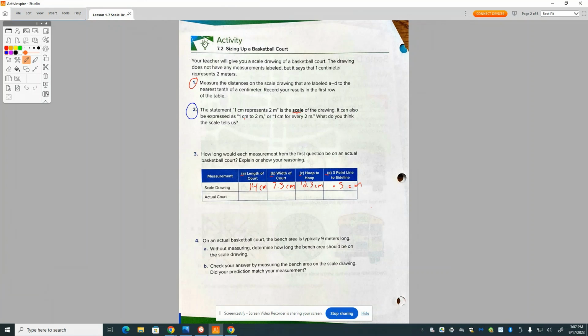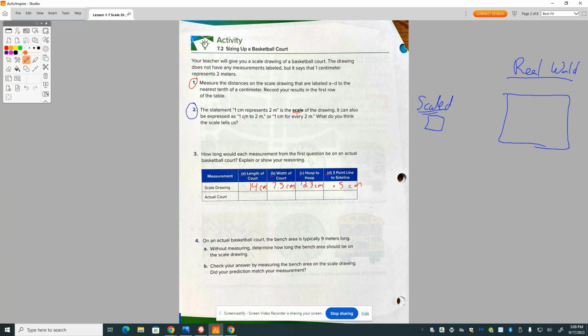What do you think the scale tells us? Of course, take this time to discuss with your partners. I'm going to just jump in. If you remember, this drawing of the basketball court represents some type of scale drawing. That scale drawing is a representative of some huge object out there in the real world. Of course, we can't make a perfect drawing with exact measurements because we wouldn't be able to find paper big enough to measure things as big as a basketball court.